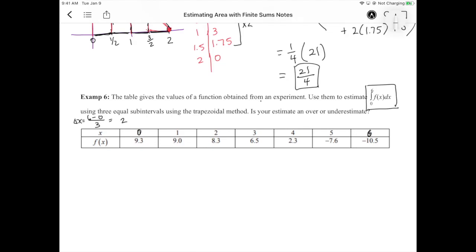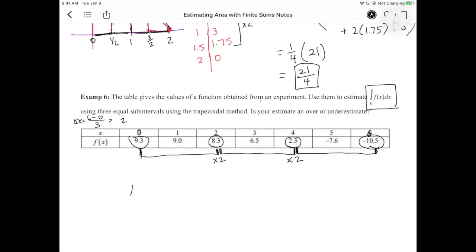So I know my first trapezoid will go from 0 to 2. My second trapezoid continues from 2 to 4. And then my third trapezoid goes from 4 to 6. So these are the y values that I'm going to end up using. Those are the heights of my 3 different trapezoids. And this one in the middle, I use twice because they are the sides of 2 trapezoids, where the ones on the end are only the heights of 1 trapezoid.